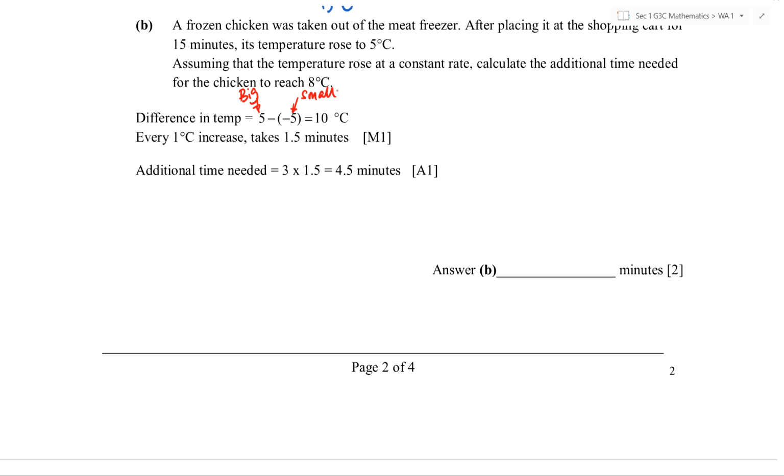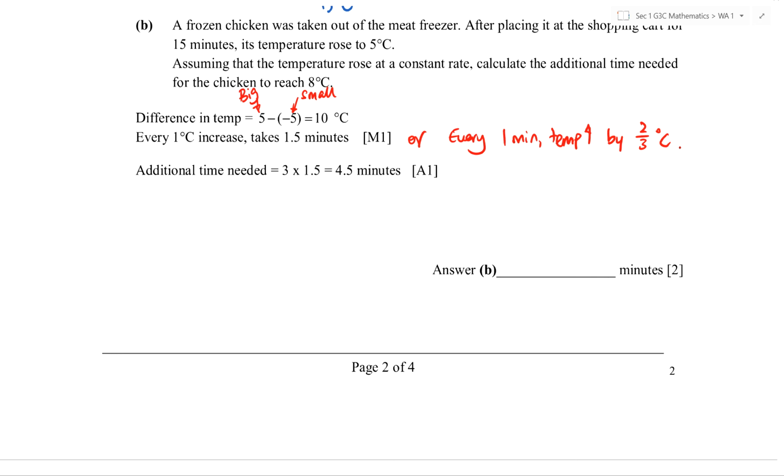If we have an increase of 10 degrees Celsius every 15 minutes, for 1 degree Celsius increase, it will take 1.5 minutes. Logical so far? Or you can do it the other way around. Every 1 minute, temperature will go up by 2/3 degrees Celsius. I will also give you 1 mark for that. Either one of these, I will give you 1 mark. So over here, it will be every 1 minute, temperature increases by 2/3 degrees Celsius. This will also give you 1 mark.